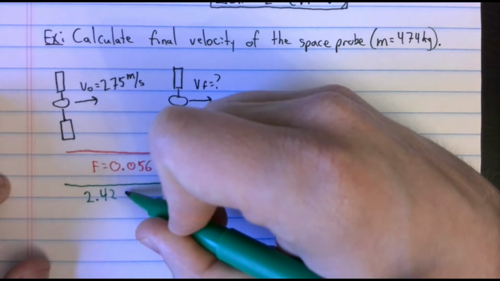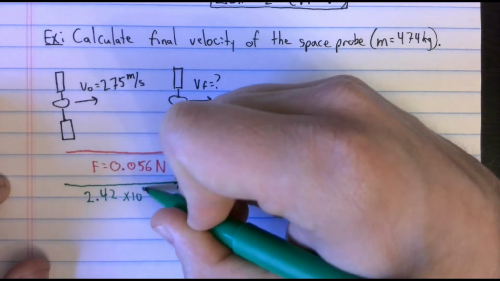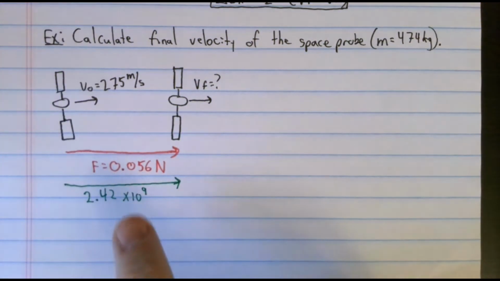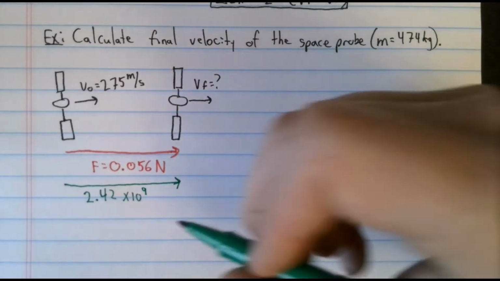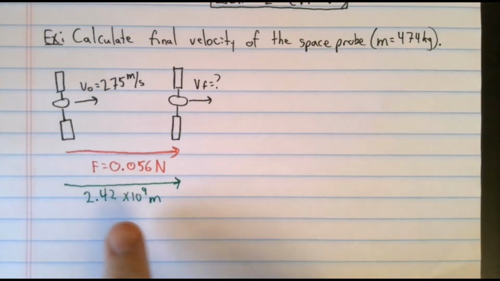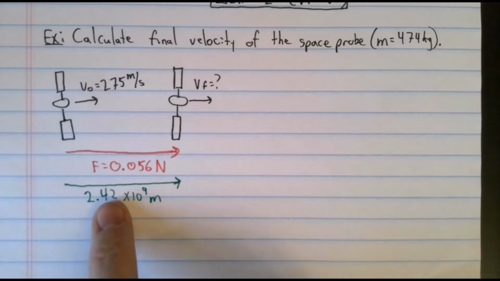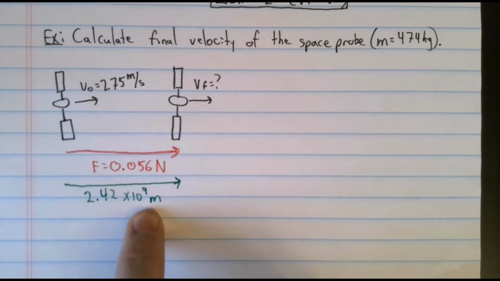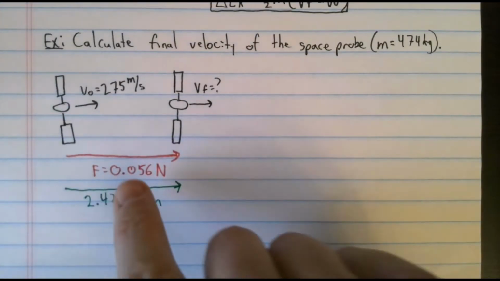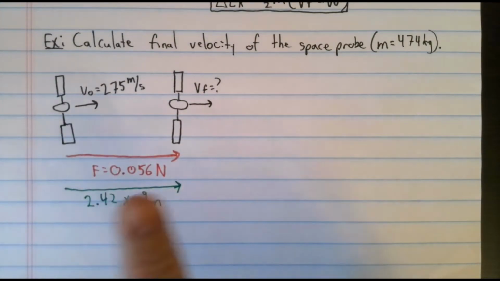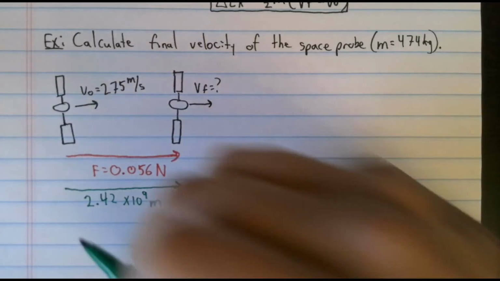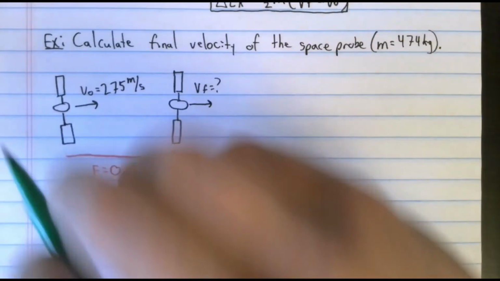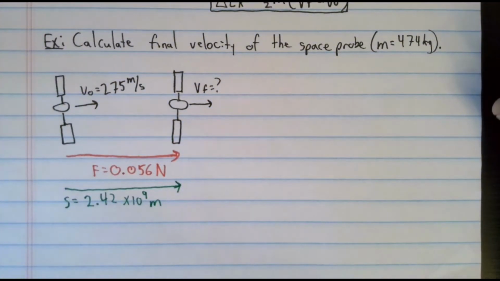2.42 times 10 to the 9th. If you've got beef with scientific notation, just write 242 and then 7 zeros after it. So that's the distance. That is S. And the red one is F. Just so I don't forget, I'm going to label the green one as S. S is displacement in this case.